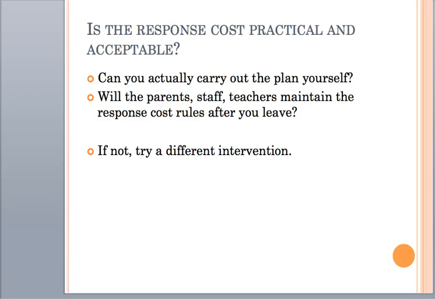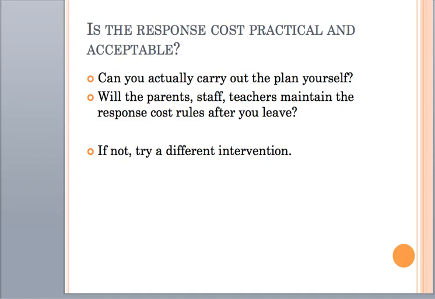Okay, this is my last slide. So is the response cost practical and acceptable? You have to ask yourself whether you as an intervention specialist can actually carry out this plan yourself. Can you actually do this? Do you have access to the reinforcers? Do you have permission to use them?